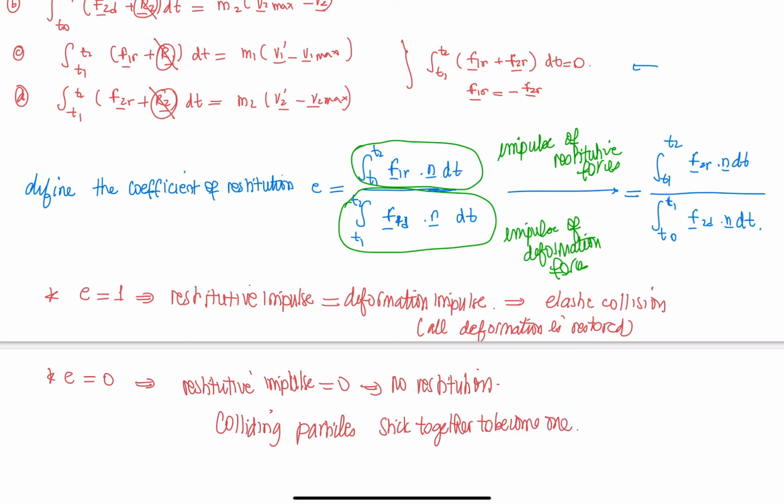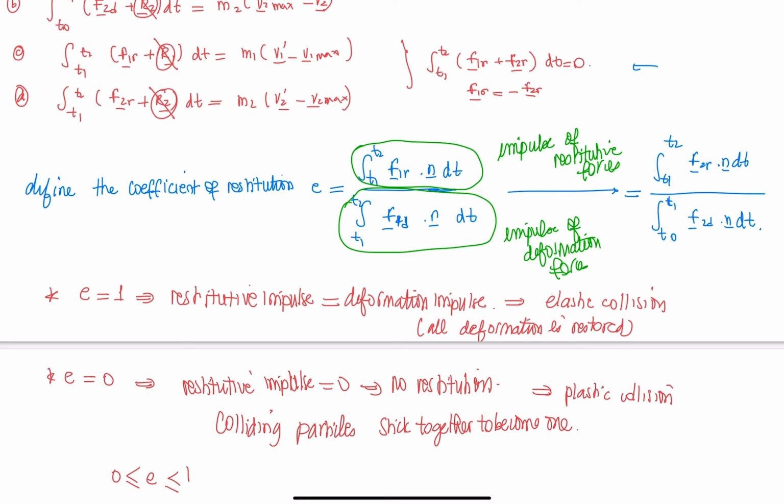Okay, now really in the real world, our coefficients of restitution are going to be somewhere in between. E is between 0 and 1. Now, when E is equal to 0, we call that a perfectly plastic collision. We have total, complete deformation, no restitution at all.